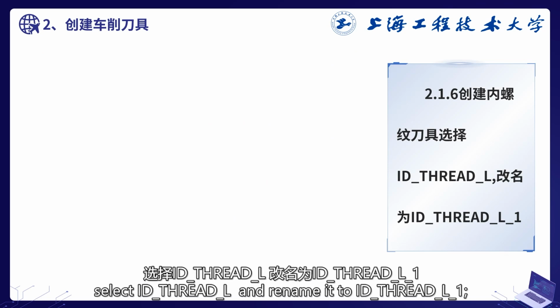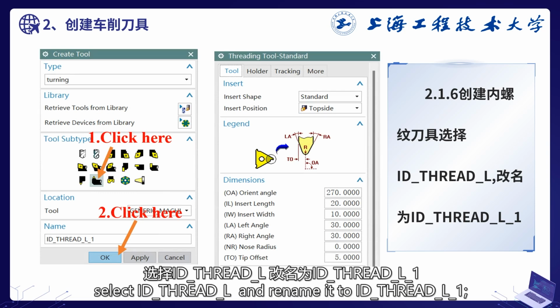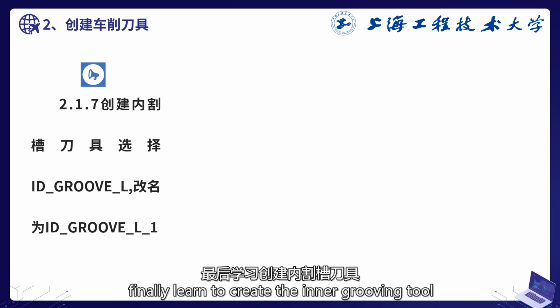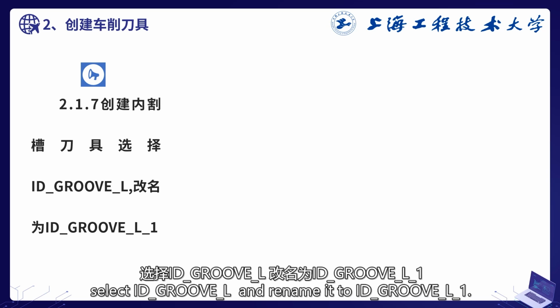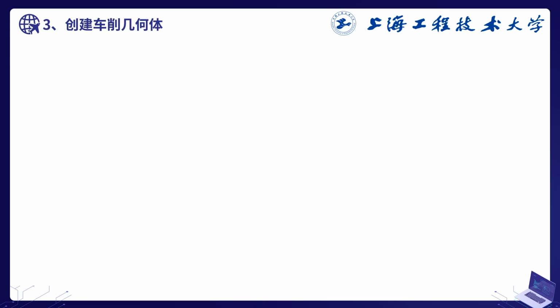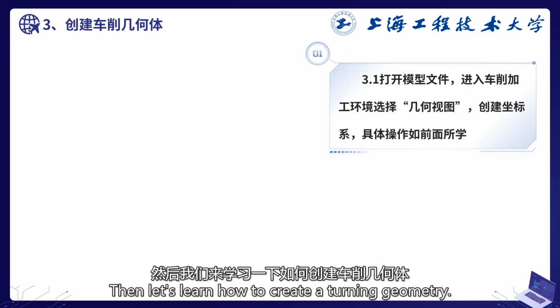Select ID thread L and rename it to ID thread L1. Finally, learn to create the inner grooving tool. Select ID groove L and rename it to ID groove L1. Then, let's learn how to create a turning geometry.